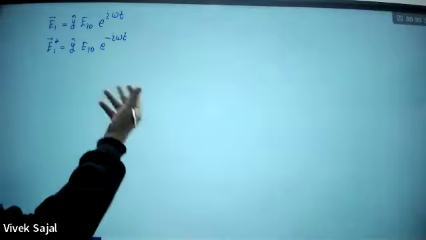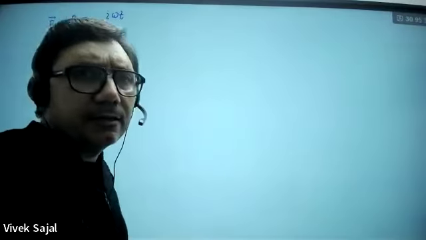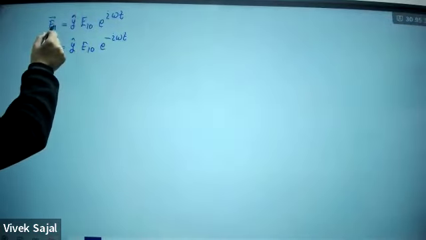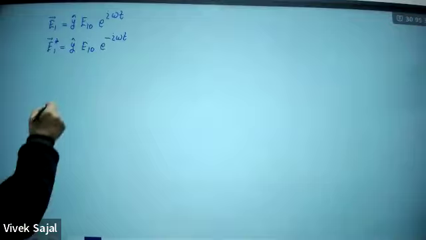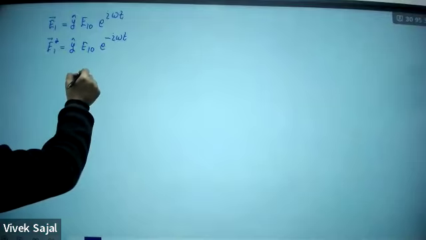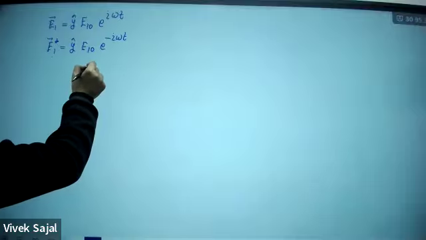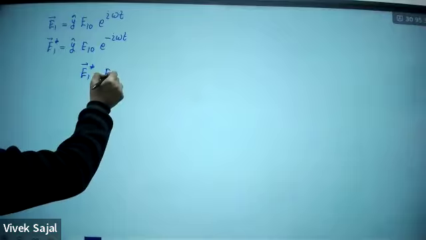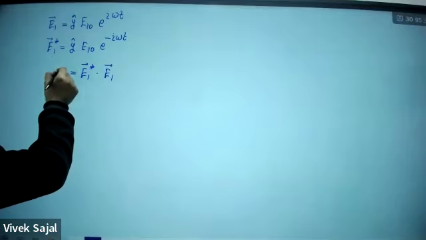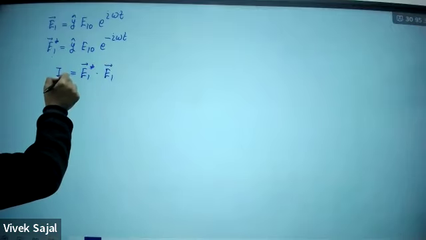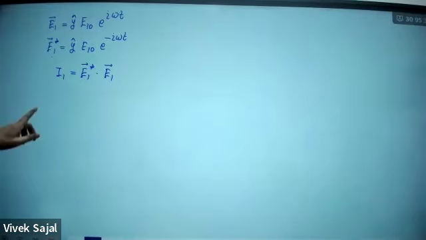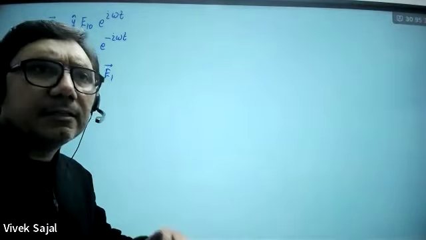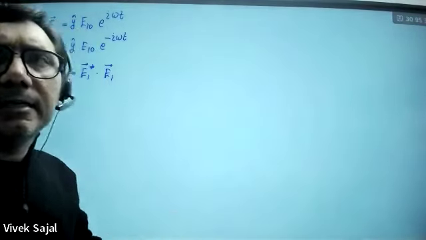So I have written the profile of the other light that is emerging from S2. But here I am taking the complex conjugate of this. If I write E1 star dot E1, then this will provide me the intensity of the light that is emerging from slit S1. So what is this I1? I1 is the intensity of the light that is emerging from slit S1.